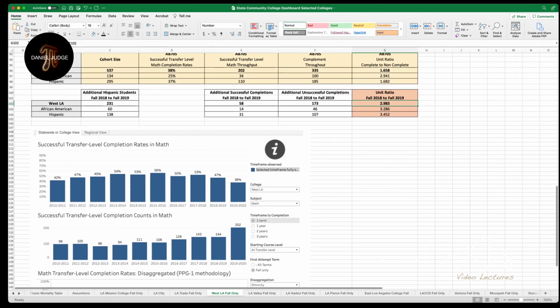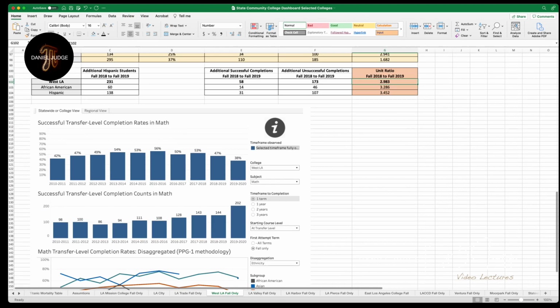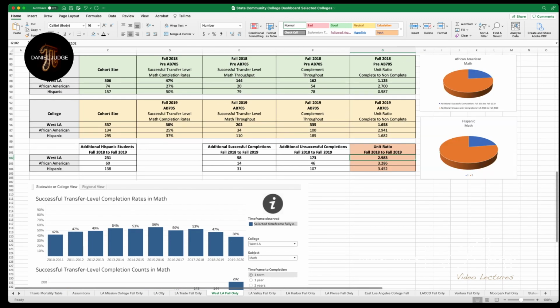Okay, I'm going to let this be the last one for West LA because you guys get the picture. You can look over this file. I'm going to give you the file as well.